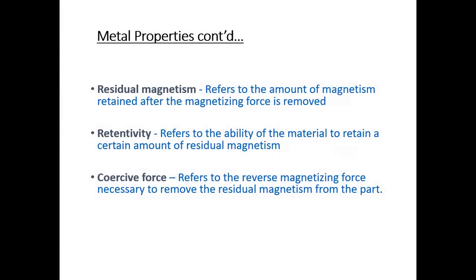Now, residual magnetism refers to the amount of magnetism retained after the magnetizing force is removed. Just consider you applied current. While current is flowing, the magnetic field is high. Once you stop the current, there is some field remaining in the job, that is known as the residual field. The amount of residual field depends upon the retentivity of the job. If retentivity is high, then there is more residual field. If retentivity is less, then less residual field. Retentivity means the ability of a material to retain a certain amount of residual magnetic field. Residual magnetism and residual magnetic field are the same.